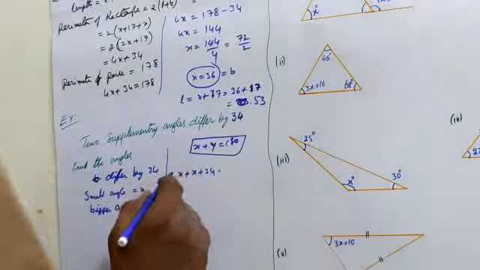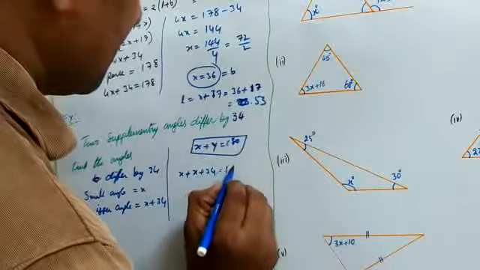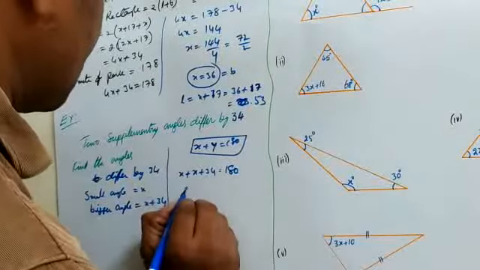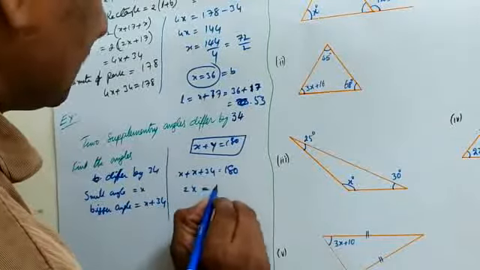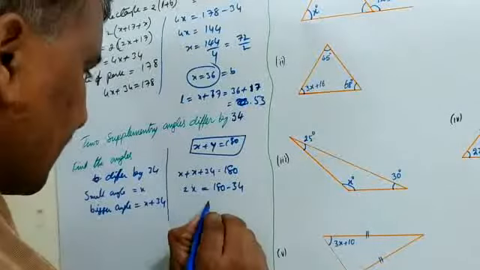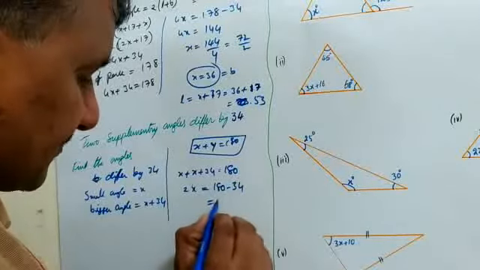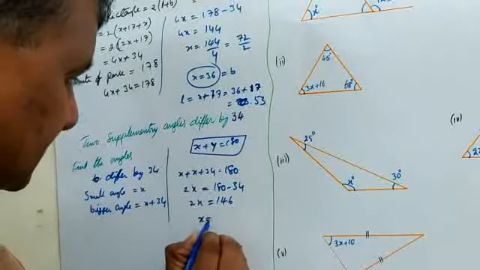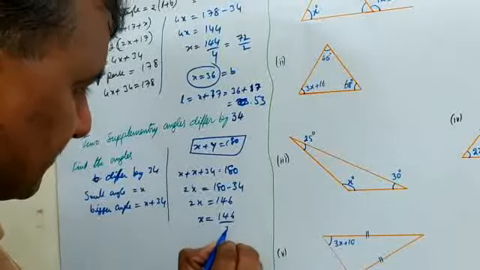Therefore x plus 34 is equal to 180. Therefore x plus x is 2x, and 2x is equal to 180 minus 34, since 34 transfers to the right side and the sign changes. 180 minus 34 is equal to 146. Therefore 2x is 146, so x is equal to 146 divided by 2.